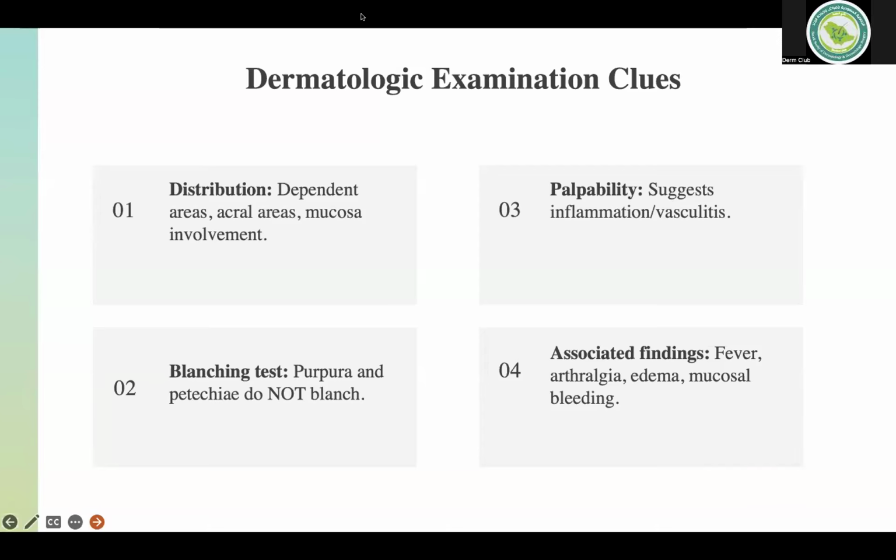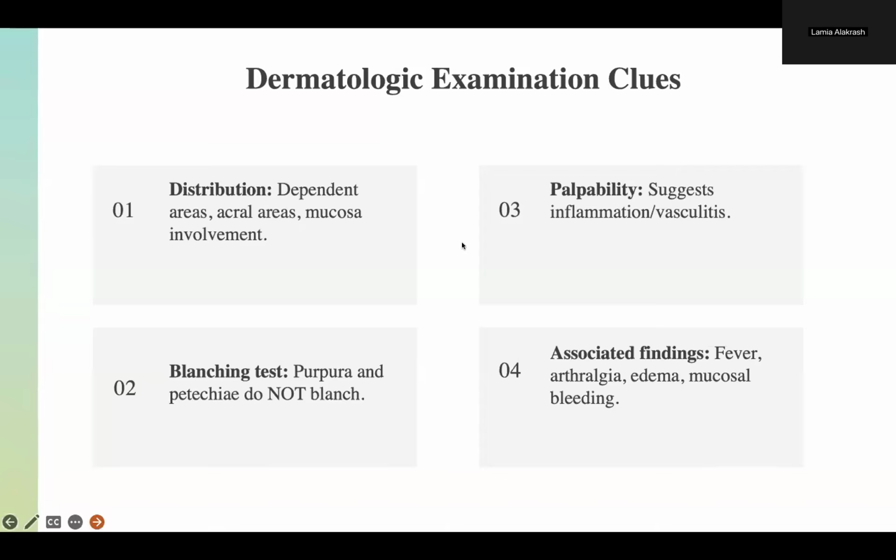Yes doctor, it's clear, please go ahead. So when you encounter a patient with suspected vasculitis, you have to look for examination clues. So the first thing is distribution. Is it over dependent areas, acral areas? Is there any mucosal involvement or not? Another important clue is the blanching test. When you press the purpura or petechiae, or the cutaneous lesion, does it blanch or not? So always keep in your mind, purpura and petechiae do not blanch.